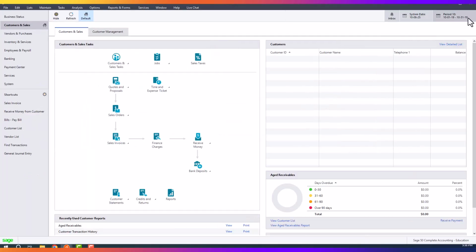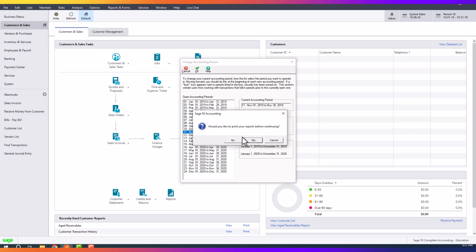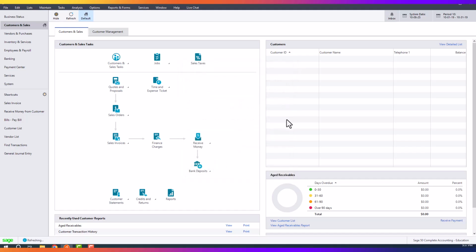The first thing we're going to do is change the period to November. So I'm going to double click up top on the right where it says period 10, October's dates. I'm going to change that to the 11th month of the year, November, and then click OK. And then it gives me a prompt here. I don't want to print anything, and I don't need to run an internal review. So now up top it shows period 11, dates in November, and I'm ready to start recording the transactions.